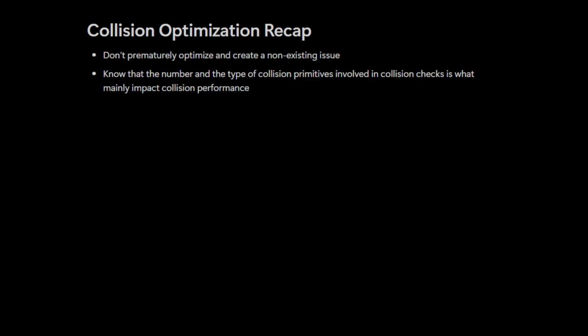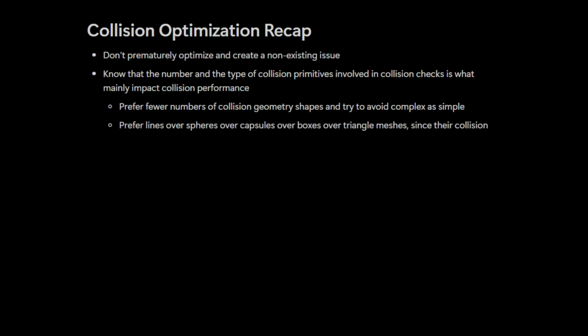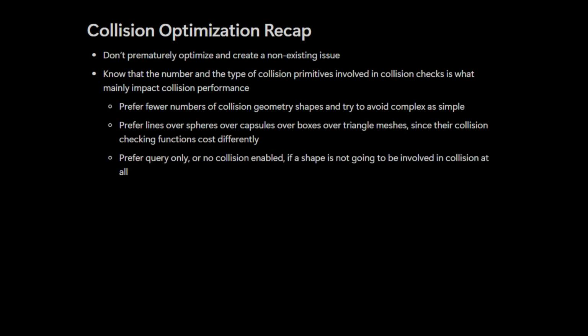So, let's do a quick recap on the things we can do to avoid collision performance issues. The first thing is, don't prematurely optimize and create a non-existing issue. But at the same time, don't use collision settings arbitrarily. Instead, know that the number of collision primitives involved in collision checks and the type of these primitives are what mainly impacts collision performance. So, prefer fewer numbers of collision geometry shapes and try to avoid complex as simple. Prefer lines over spheres, over capsules, over boxes, over triangle meshes, since their collision checking functions cost differently. Prefer query only or no collision enabled if a shape is not going to be involved in collision at all. Prefer static over movable for objects that wouldn't need to move.